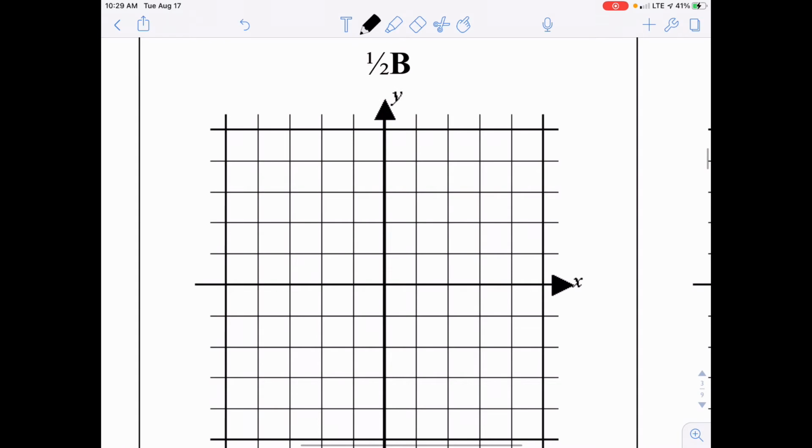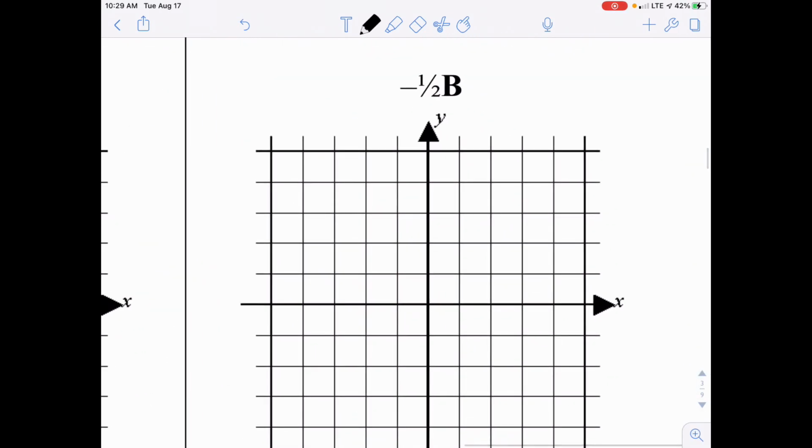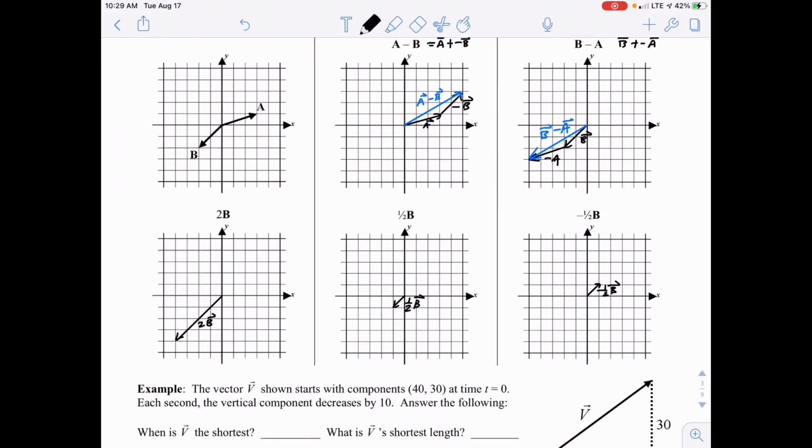Half of b, well, instead of going 2 over, 2 down, we're going to go 1 over, 1 down, just like that. That would be half of b. And then lastly, negative half of b would be half of b, but in the opposite direction, going this way. That'd be negative half of b.